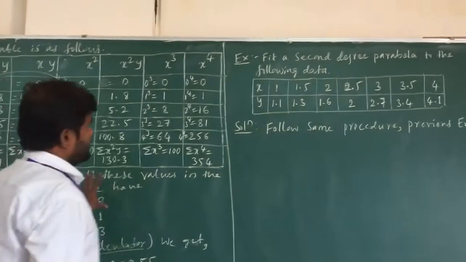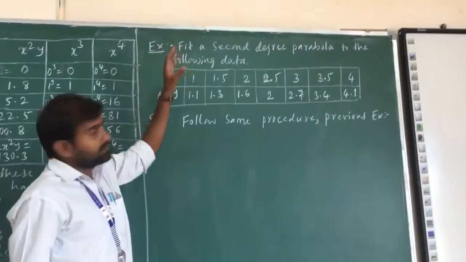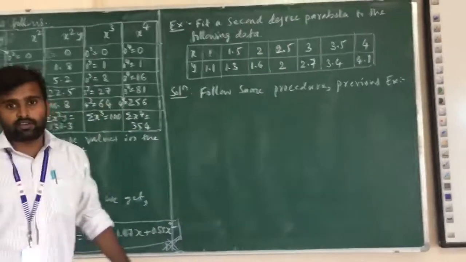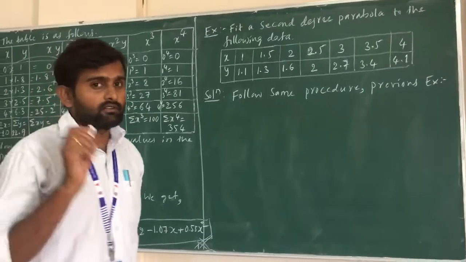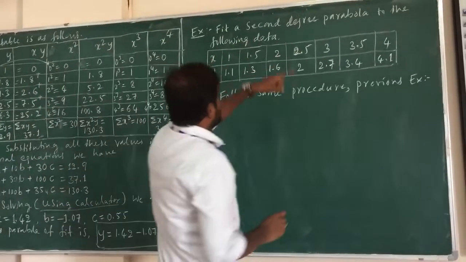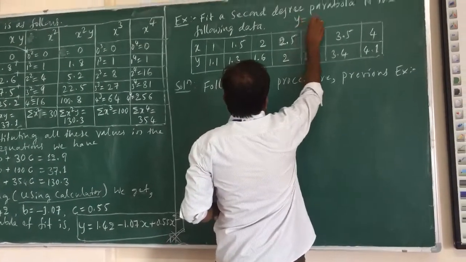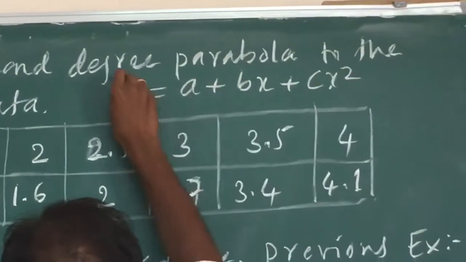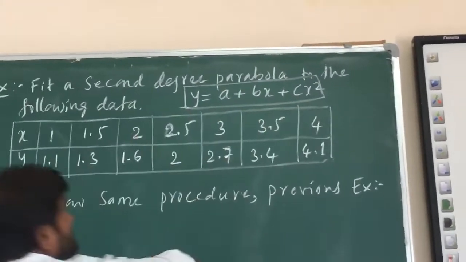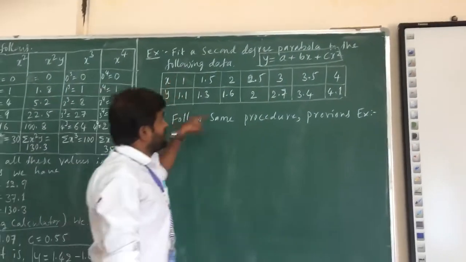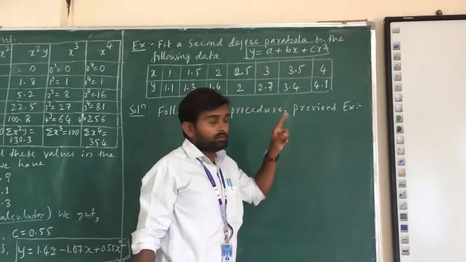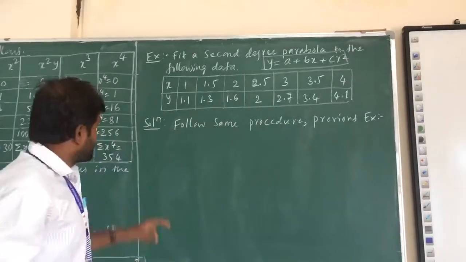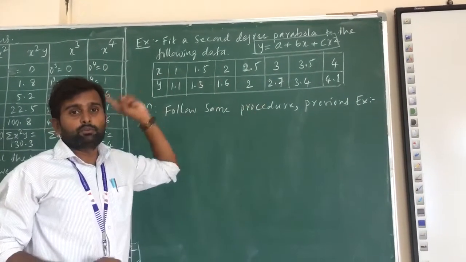Then similarly, I am giving one more example. Fit a second degree parabola to the following data. Second degree means the same curve y equal to a plus b into x plus c into x square. Again take the same curve. Using this data, find the a, b and c values. Then substitute here, you get the required solution. Follow the same procedure as in the previous example.